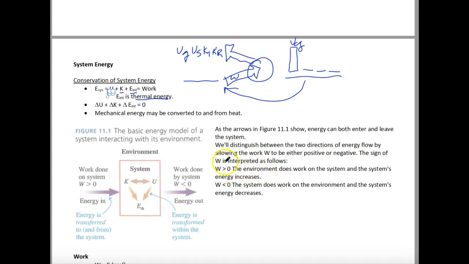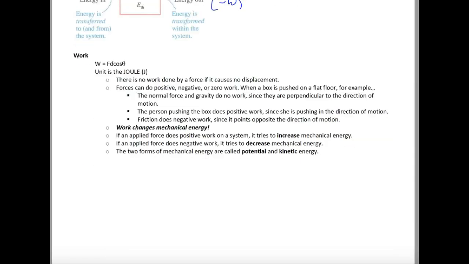So here, this is important. When work is greater than zero, the environment does work on the system, and the energy increases. When work is less than zero, so basically that's just saying that your work is negative, then the system does work on the environment, and the system's energy decreases. So it goes down. That kind of will help you remember why it is negative.